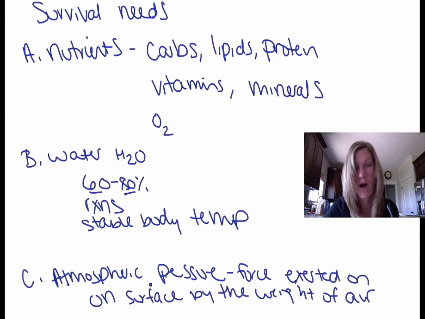So that wraps up our major survival needs, and in order for life to occur, we need to have all of these specific things. So go ahead and review those if you need to. If you already sort of know those or remember those from another class, that's great too.